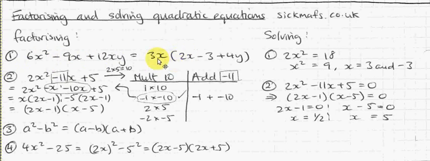Anyway, so once I've realized that 3x is my common factor, I put it on one side, put a bracket, and I say 3x times what will make 6x squared? Well, 3x times 2x will make 6x squared. I'm not going to really tell you how to multiply brackets again, but very briefly, 3 times 2 is 6, x times x is x squared, so you get 6x squared. 3x times what will give you minus 9x? Just simply 3x times minus 3, which I've written there. So 3x times minus 3 gives you minus 9x, and 3x times 4y gives you 12xy.